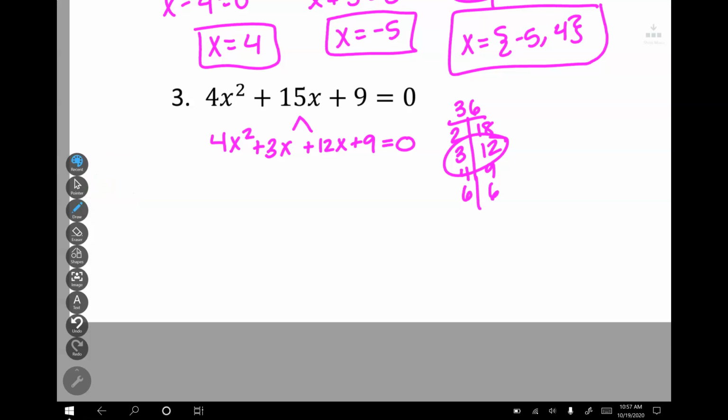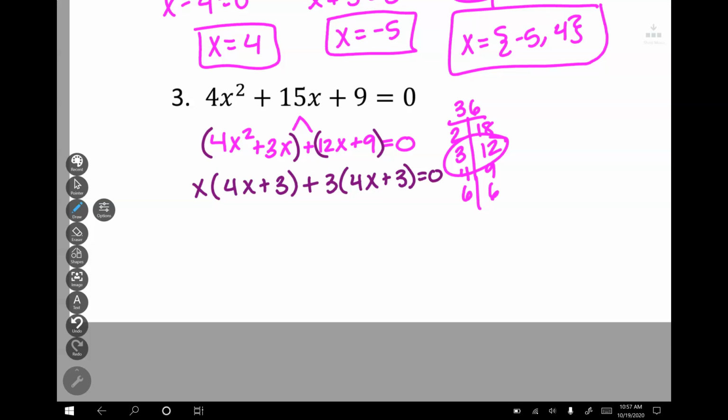Okay, and now we can factor. GCF for each group, just x on the first group. And then I have 3 on the second group. Okay, so now we see we have our matching parts, 4x plus 3, take that out. That is your GCF for those two terms, and you're left with x plus 3. All right, now we set each one equal to 0 and solve.